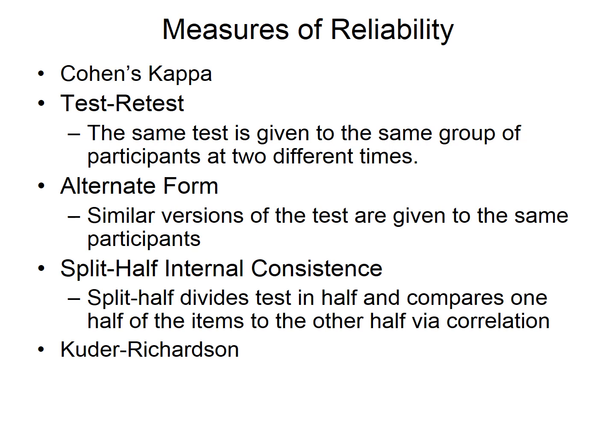We also talked about other ways to get at reliability. One is test-retest. So we have our test, we give it to people, we wait a little while, and we give it to them again. That gives us our two variables that we can now run a correlation on. And then again, we look at the correlation. If that R is above 0.7 or higher, we can say this test seems to be fairly reliable.